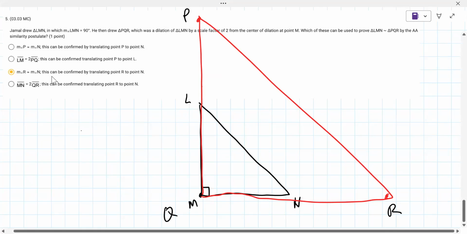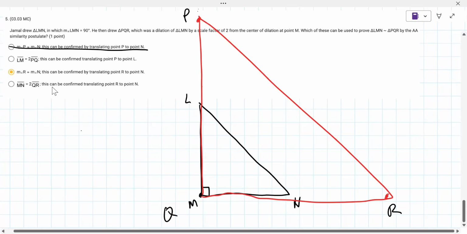Let's see here. Angle R equals angle, and that is true, but is that needed? Okay. Angle P is congruent to angle, and that is definitely not true. Sometimes you just got to cross them out. P's up here, N's down in the middle. Those are not the same necessarily.